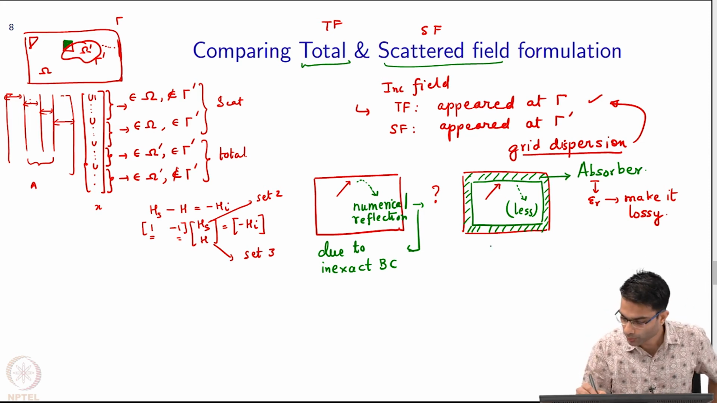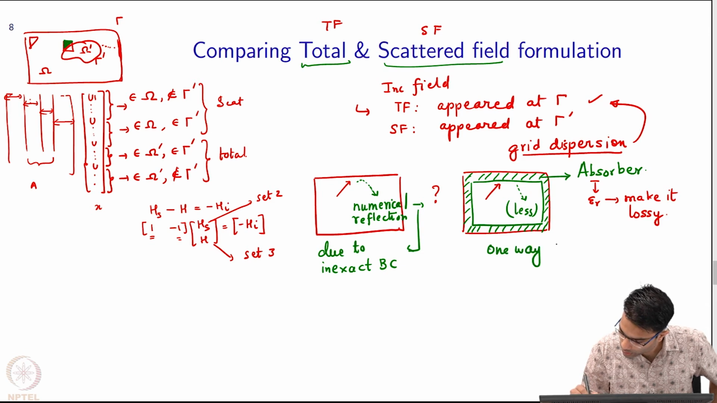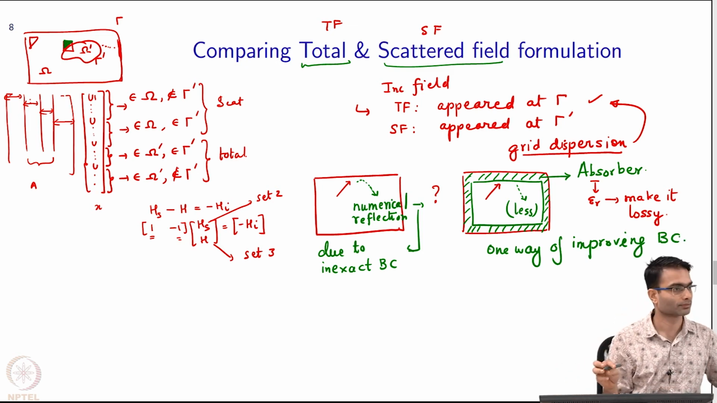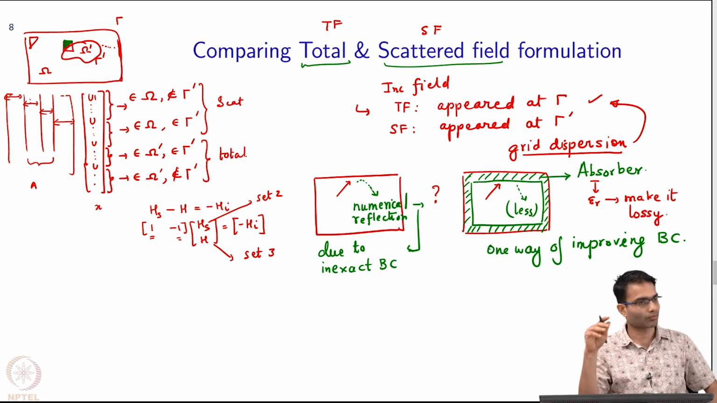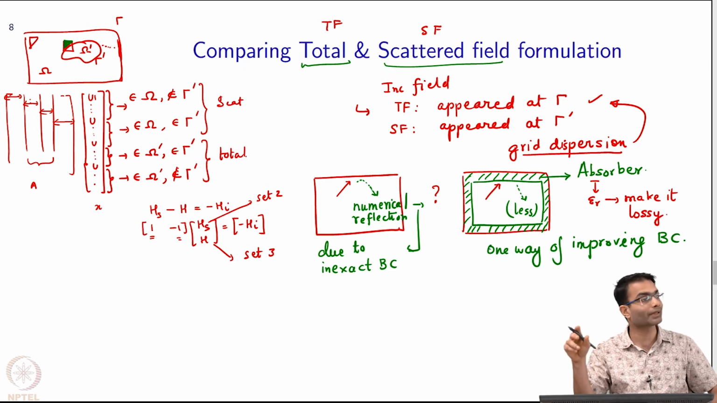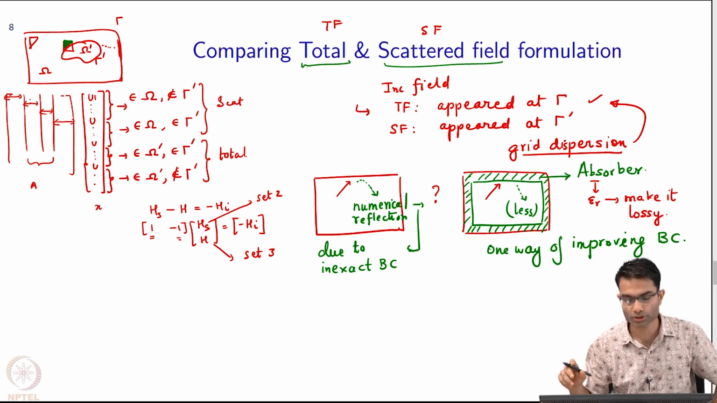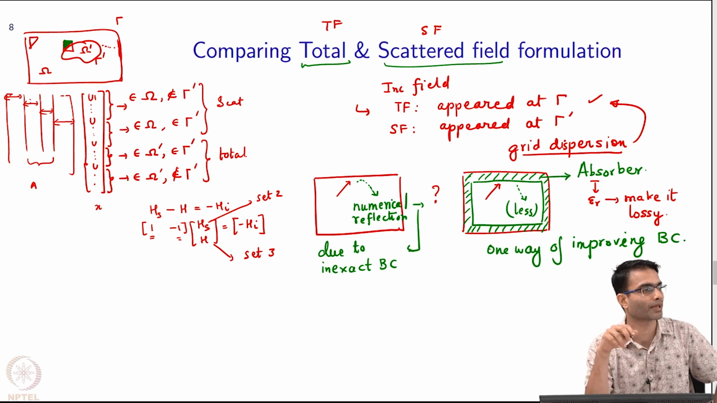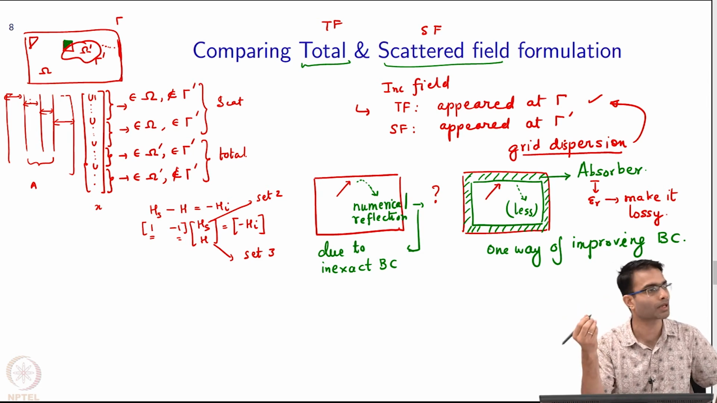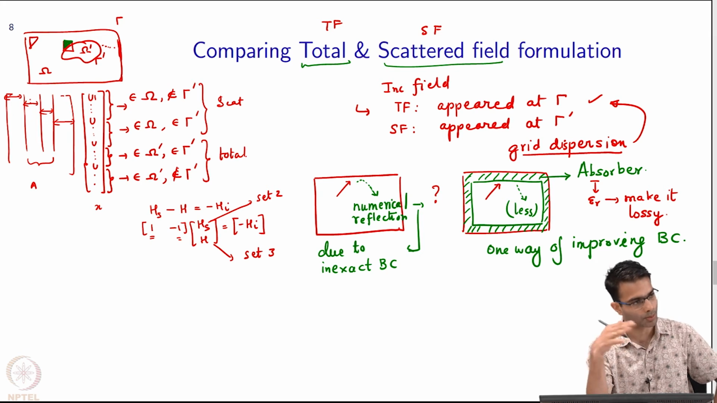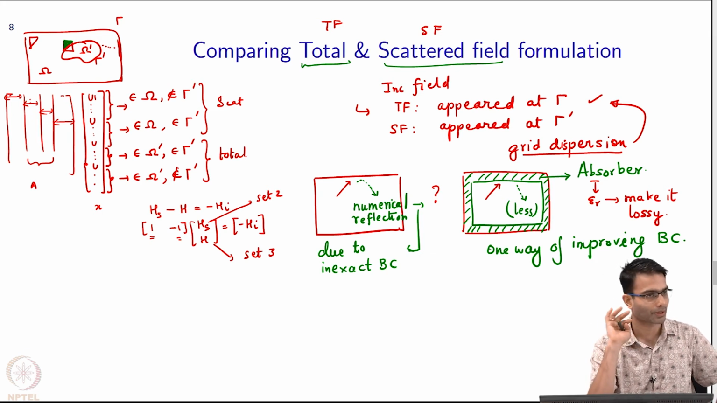So this is one way of improving boundary condition, okay. And in this course we will look at further specific examples of these absorbing layers, as they are called, okay. The most successful and popular absorbers are called PML, perfectly matched layers, and we will talk about that subsequently in the course, okay. But it is an example of an absorber. It absorbs the field and does not reflect back, okay.